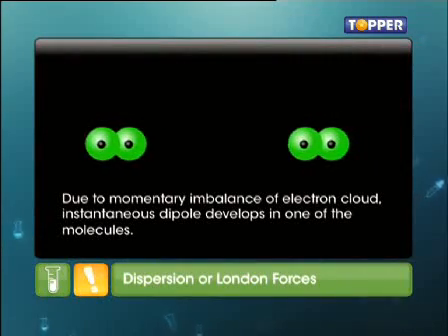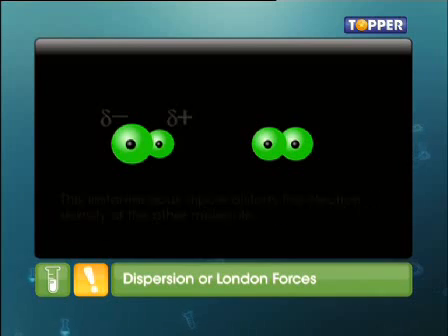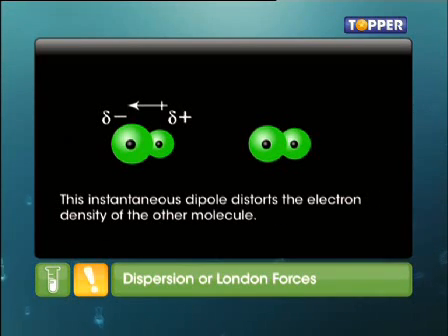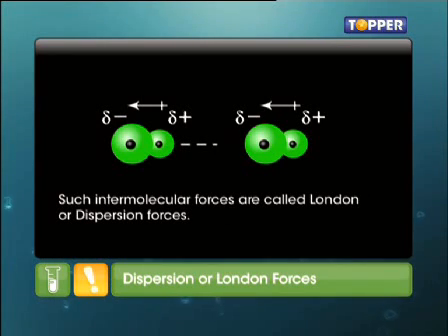Due to momentary imbalance of electron cloud, instantaneous dipole may be developed in one of the molecules. This instantaneous dipole distorts the electron density of the other molecule. This kind of intermolecular force is called London or dispersion force. Such kind of force are extremely weak and short-ranged.